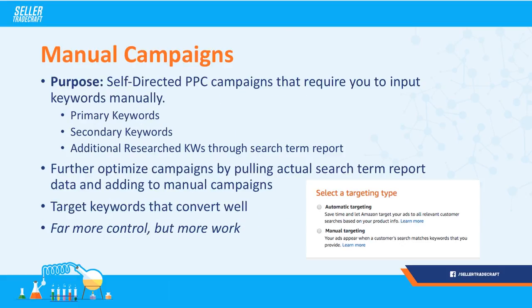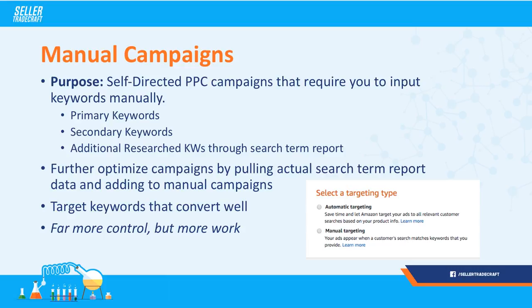Manual campaigns, in contrast, are self-directed. In other words, you as a seller are completely responsible for adding keywords to these campaigns. This is where you'll put in your research: primary and secondary keywords, and any additional research keywords from the search term reports mined from those auto campaigns. So as your listing continues to generate sales after your launch, you can continue to optimize your manual campaigns by simply pulling the search term reports generated and adding them in.